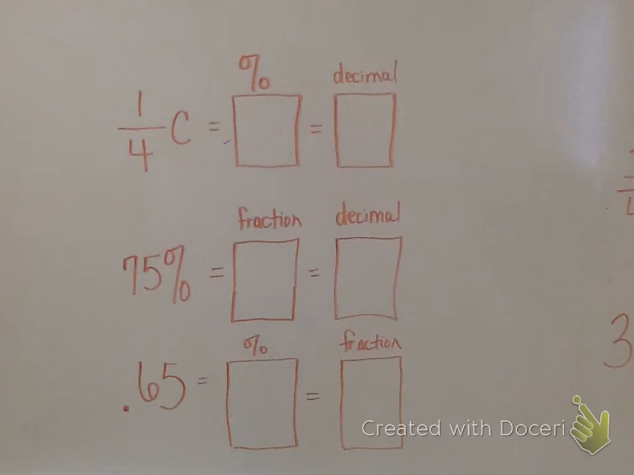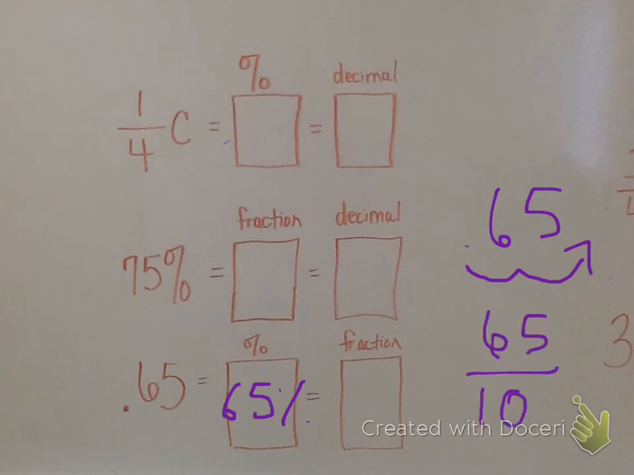In our last example, we are turning a decimal into a percent and into a fraction. To turn the decimal 65 hundredths into a percent, simply move the decimal 2 places to the right, adding your percent sign. And 65 hundredths becomes 65%. Because we know percent means per 100, we can write 65 over 100. We also know, knowing place value, the 6 is in the tenths place and the 5 is in the hundredths place. So in this case, our fraction would be 65 hundredths.